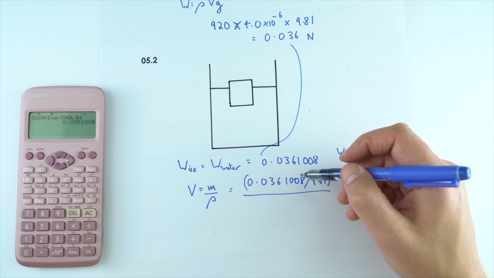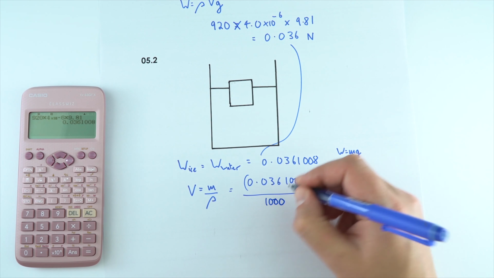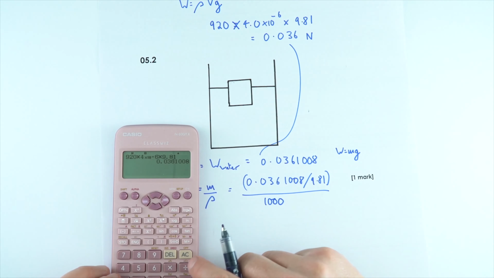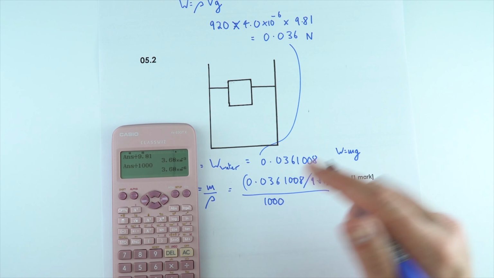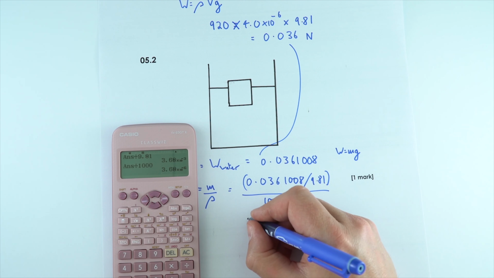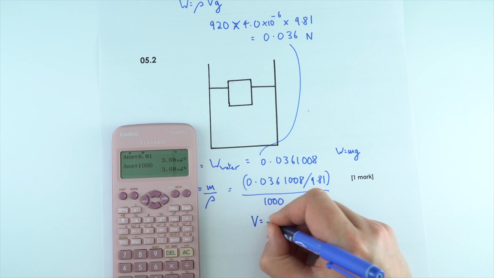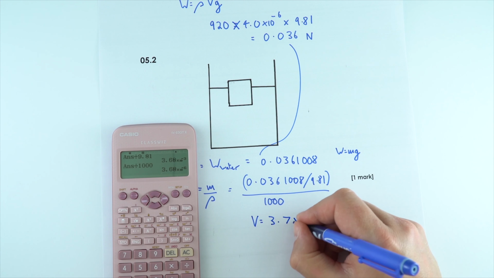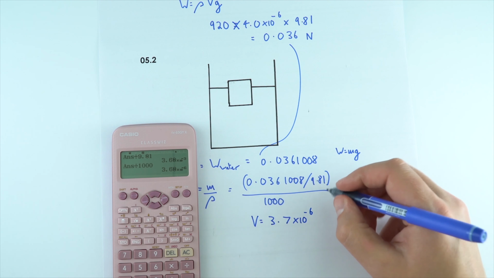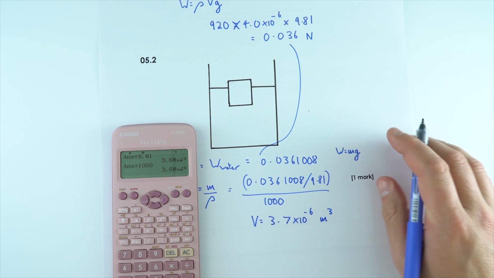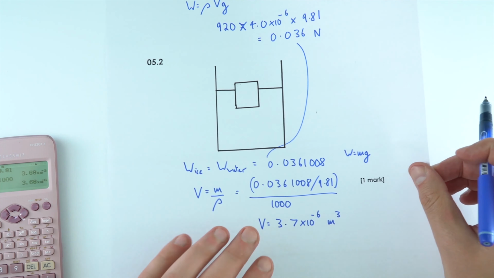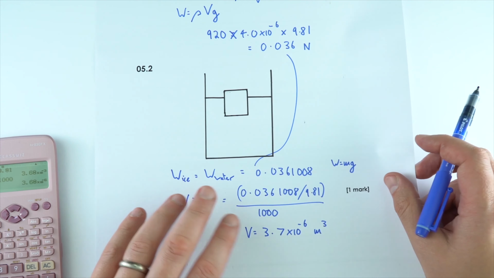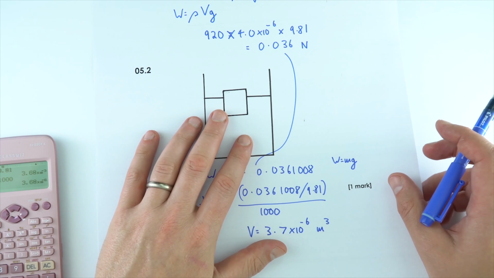The density it said in the question was 1,000, which is something you probably see in lots of questions. So we're just going to divide by 9.81, divide by 1,000, to give a value of 3.68. So that means the volume is going to be equal to 3.7 times 10 to the minus 6 cubic meters. So that's the volume of water displaced. It's fairly straightforward so far, and I think most students found these equations nice and easy.